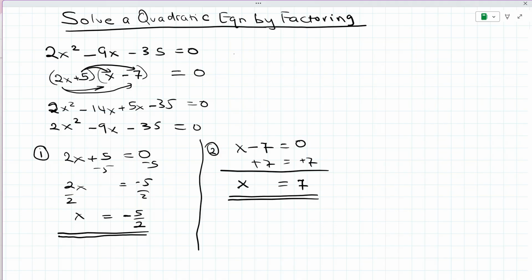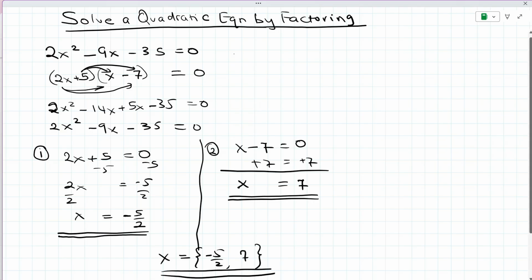So when you substitute x for minus 5 over 2, we'll get 0. And when you substitute x for 7, we will get 0 also. And so x is equal to, you can say, minus 5 over 2 and 7. So that gives us our final answer.